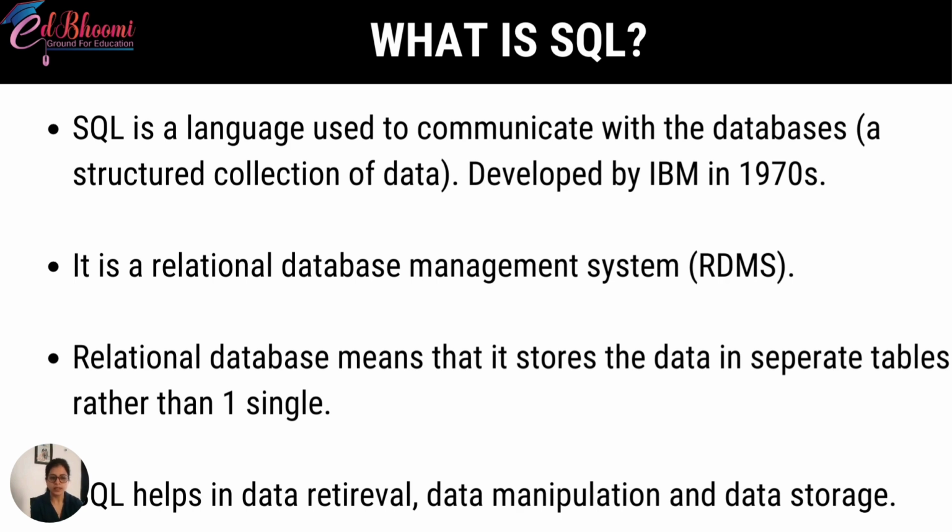What is SQL? It's a language used to communicate with the database. The database here is a relational database management system. What does relational database mean? It means that it stores the data in separate tables rather than one single table. For example, we have a customer table, a product table, and a sales table. The data of the three tables will not be combined into one table with multiple columns. Rather, it will be reflected in three different tables. SQL also helps in data retrieval, data manipulation, and data storage.